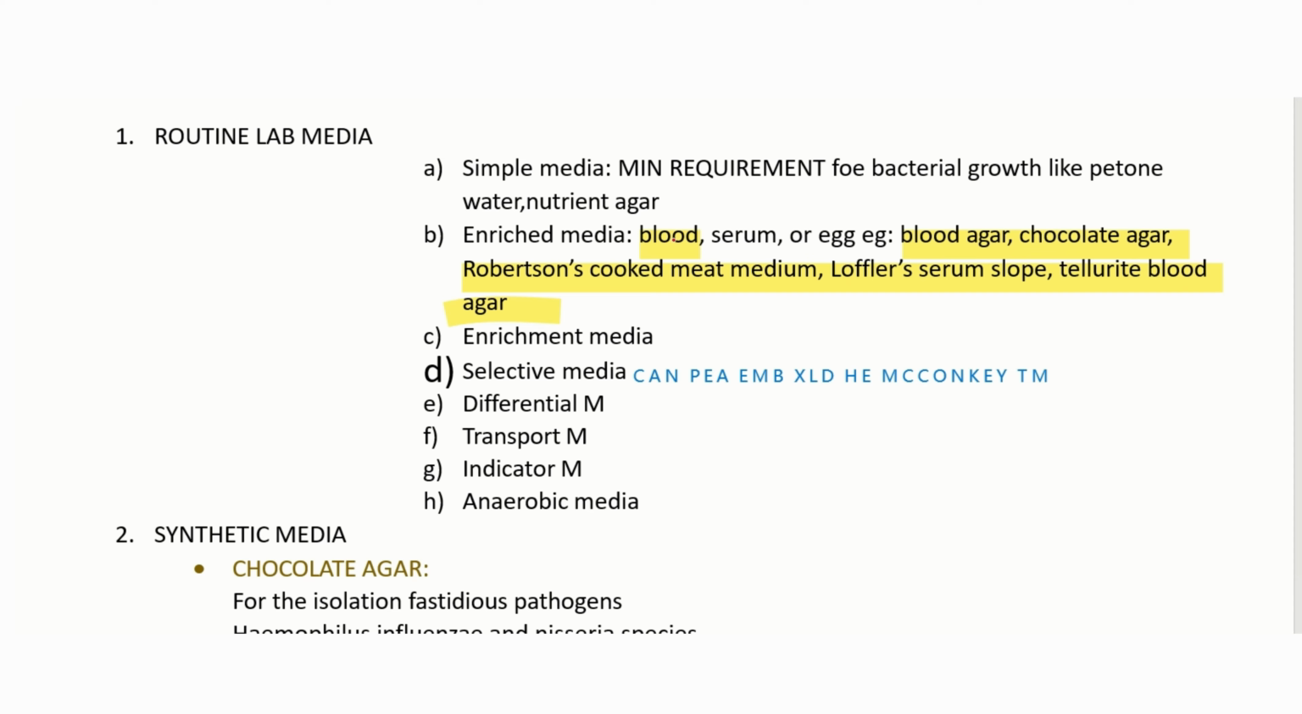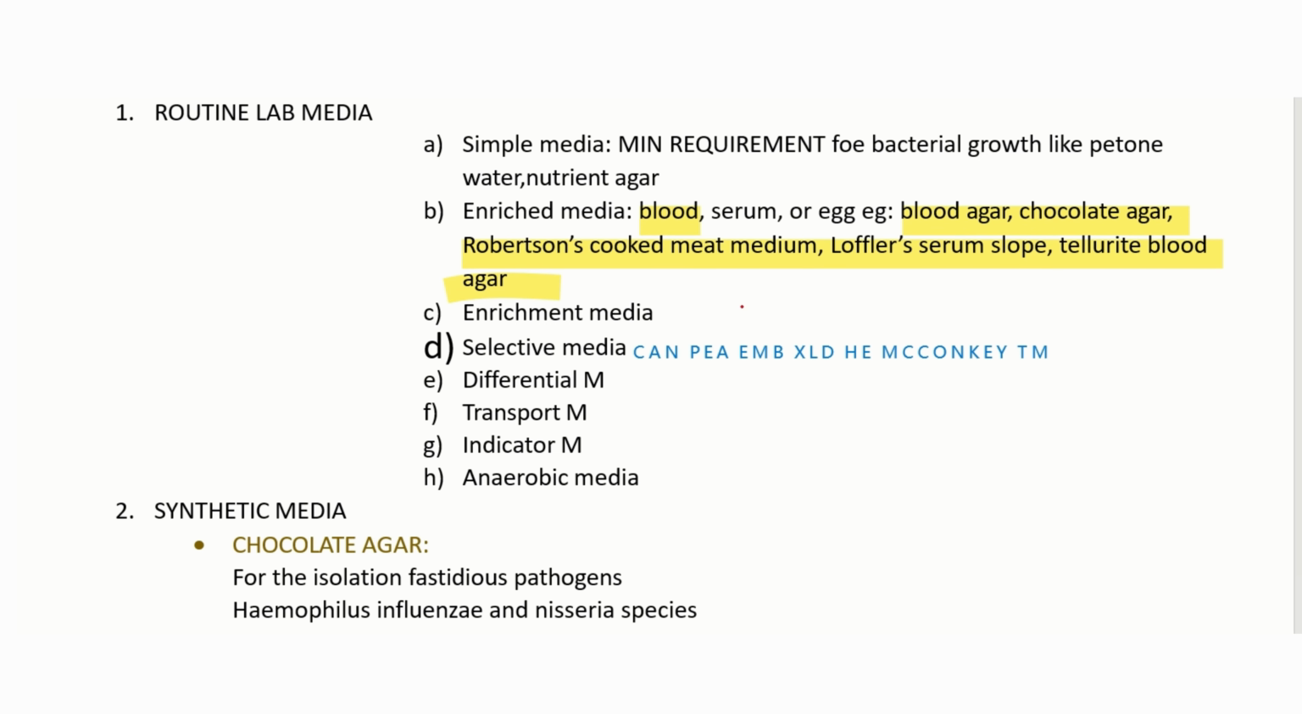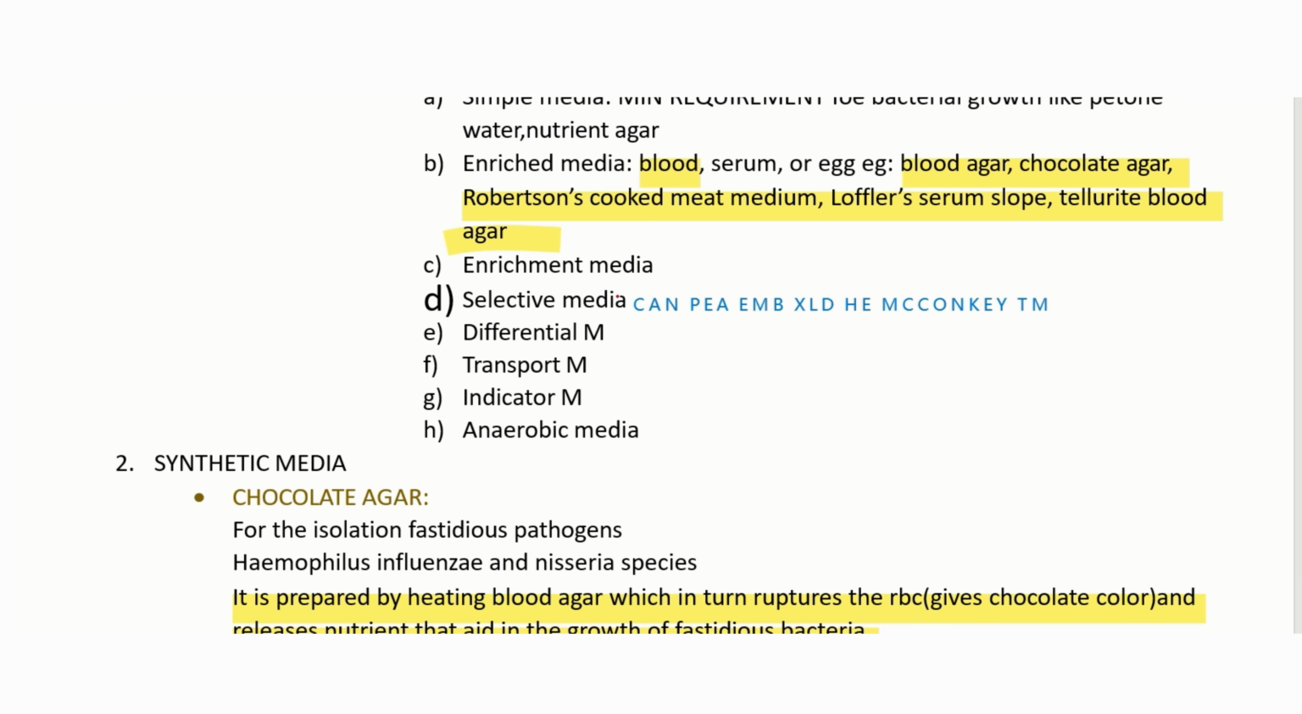So next is enrichment media. Enrichment media contains blood, serum, or egg. The examples are blood agar, chocolate agar, Robertson's cooked meat medium, Loeffler's serum slope, and tellurite blood agar. The other one is selective media, it means CANPAAEMB, XLD, Hektoen enteric agar, MacConkey agars. All these are selective media. You just have to go through this.